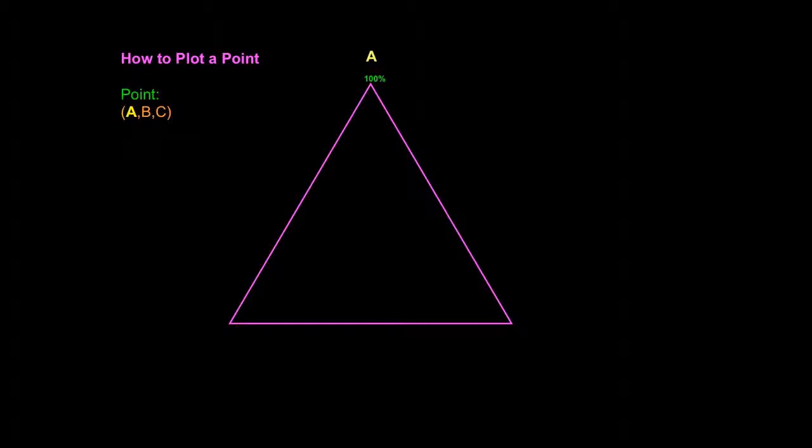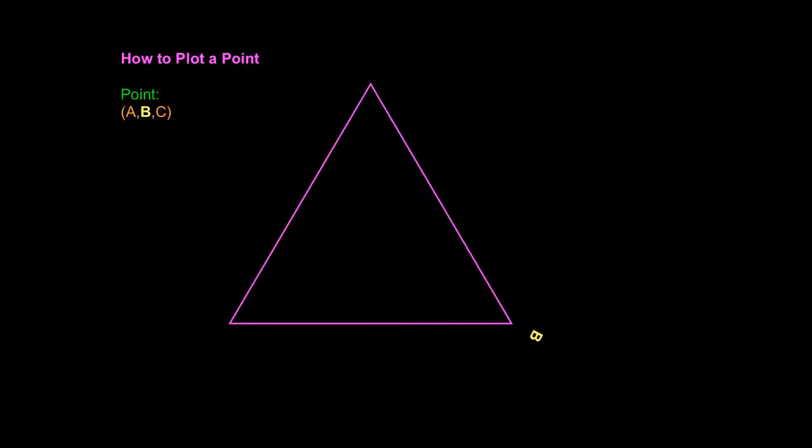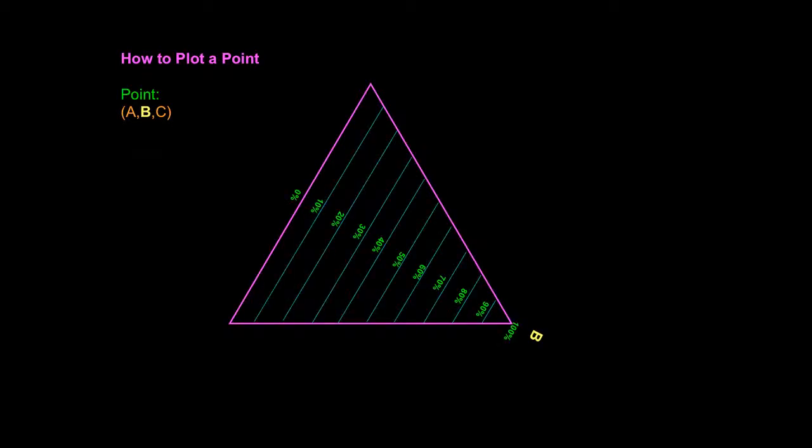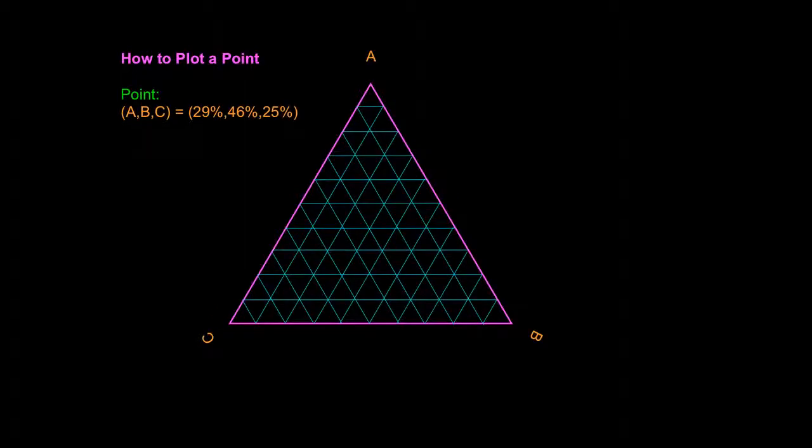Now what you do is you just imagine sending a wave out from A. So you have a 90% line, an 80% line, a 70% line, and so on, all the way down to the base opposite of the vertex of A. Any point lying along the base represents 0% of quantity A in the mixture. Similarly for B, and similarly for C. Combining all three of them together, we have our ternary graph paper.